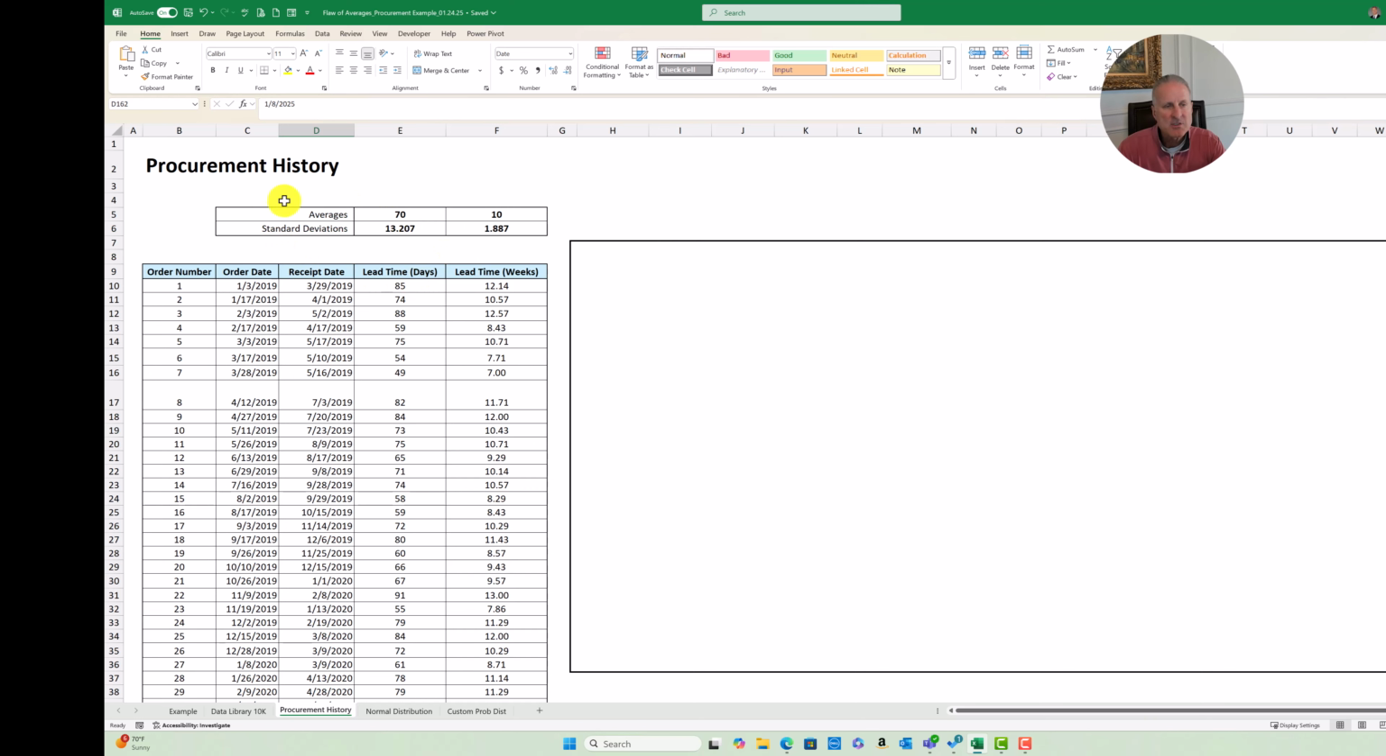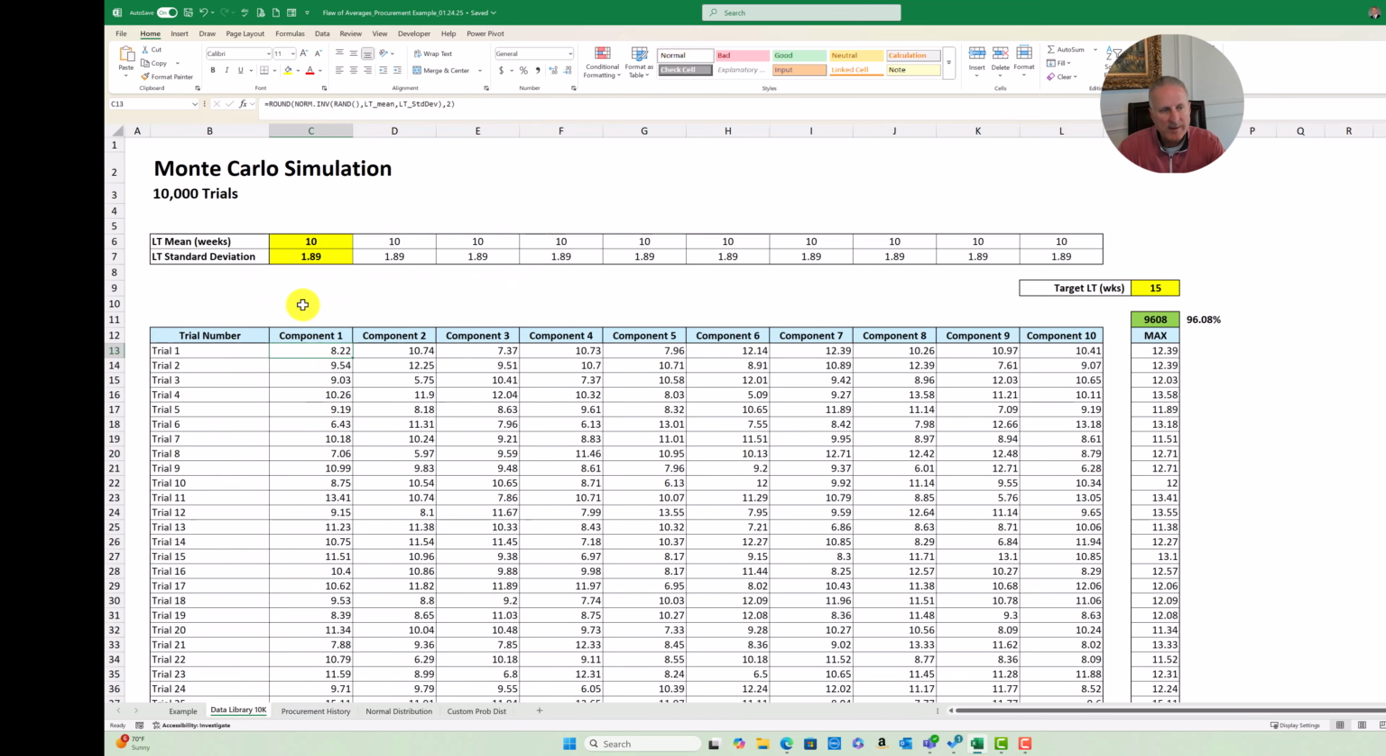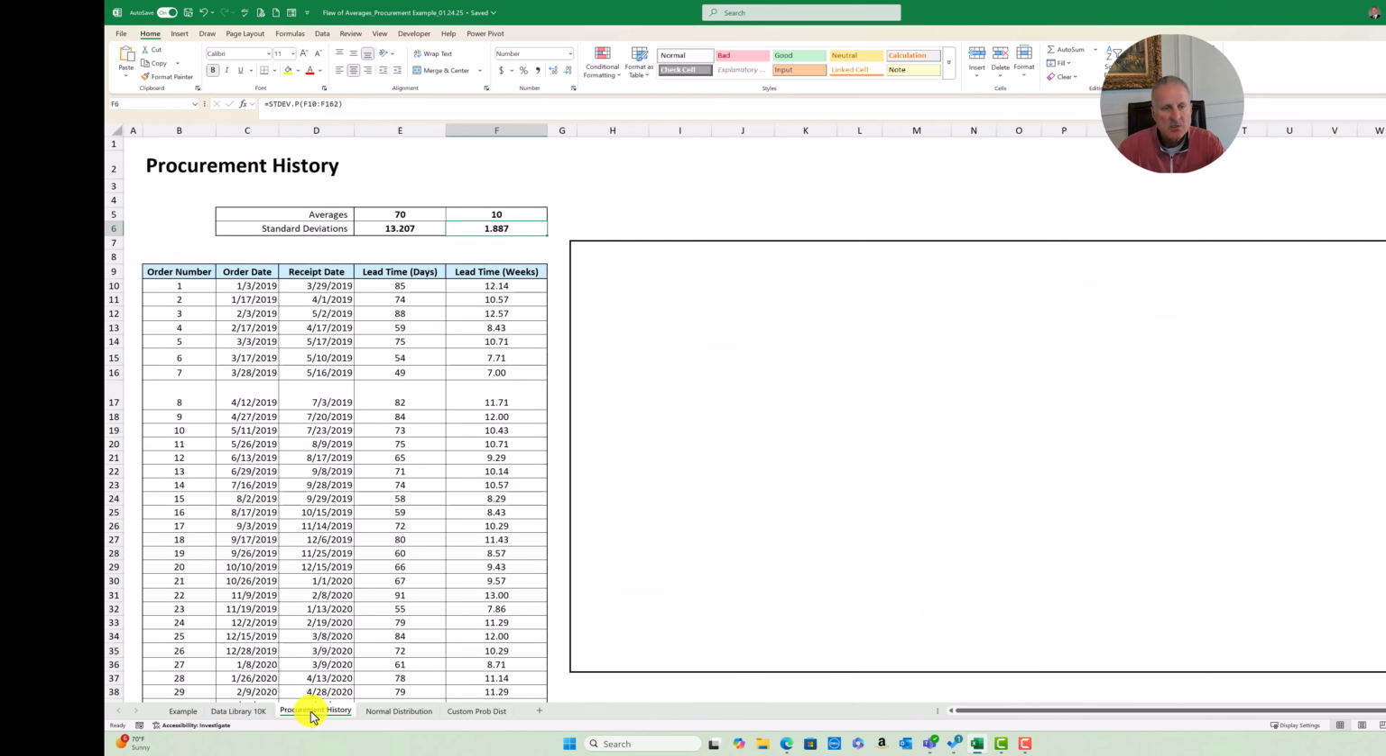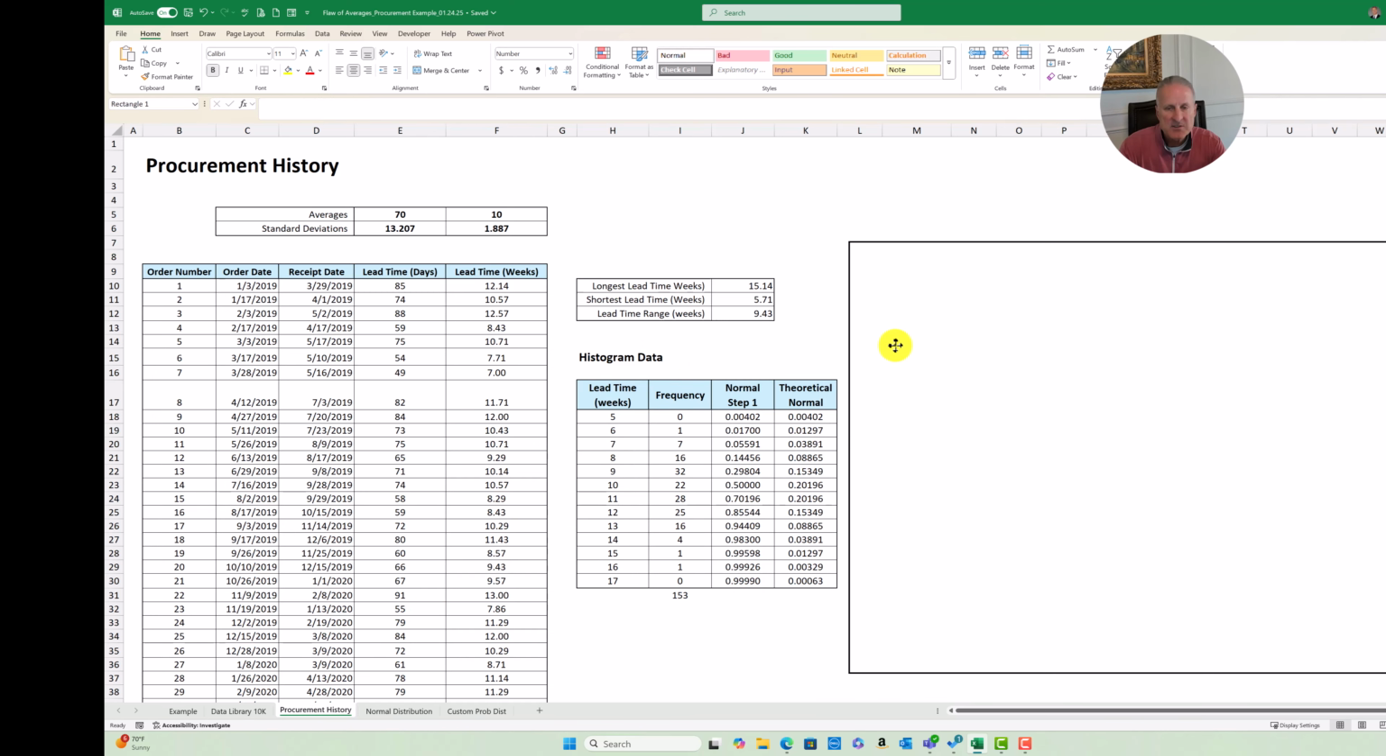Up at the top, you can see the averages. It's 70 days, or exactly 10 weeks. We knew this. We said it was 10 weeks, and 1.887 is the standard deviation. We said it was 1.89, that's the 3 digits. So this is where the data comes from. Let's see what we can do with this data.